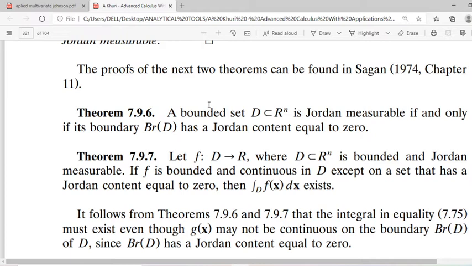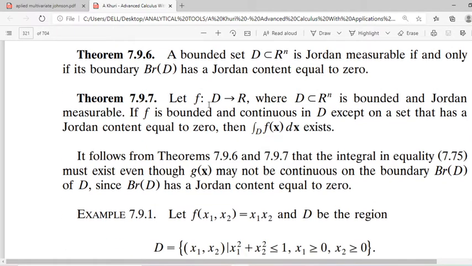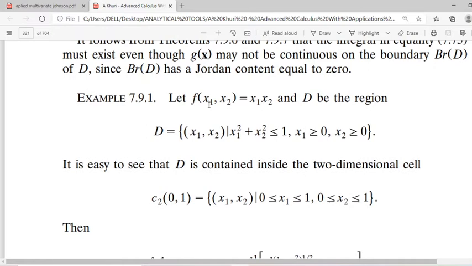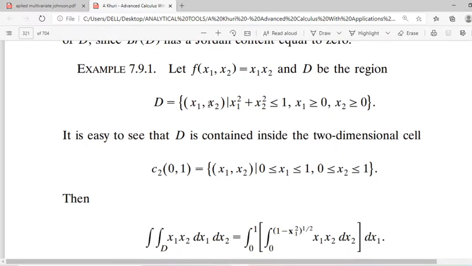Similarly, we can have another theorem: f from D to R, where D is a subset that is bounded and Jordan measurable. If f is bounded and continuous in D except on a set that has Jordan content equal to 0, then the integral over D of f of x dx exists. We are not discussing the proof of this theorem, we are just reviewing it. So let us look at an example, then you will get more ideas.